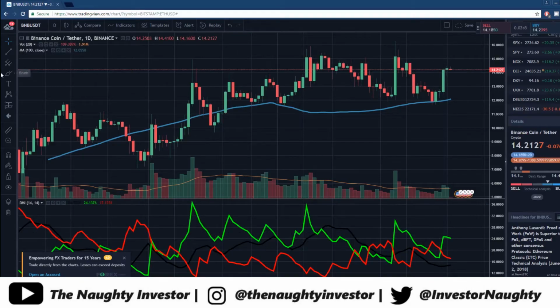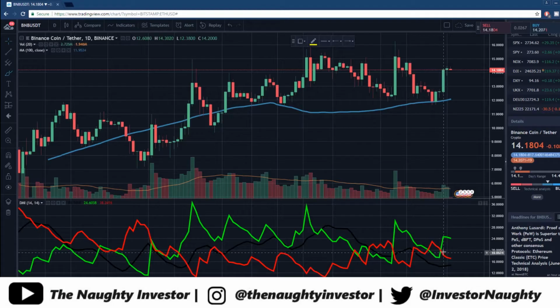I'm going to make a separate video on how to use DMI, so if I'm not explaining it very well, forgive me, but I don't want to spend this whole video explaining how to use DMI. But basically, the gist of it is this green line going above the red line is a really good sign. So as far as DMI goes, I'm really happy with that.